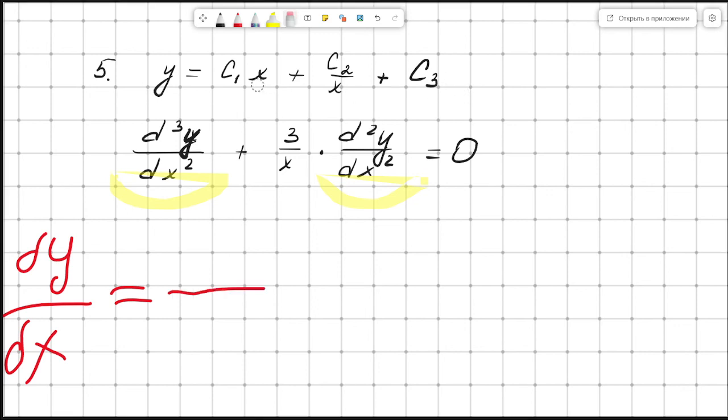Derivative of y. Y is c1 times x, and c1 is constant. Good. Then derivative of c2 over x, c2 is constant, and c3 is constant.